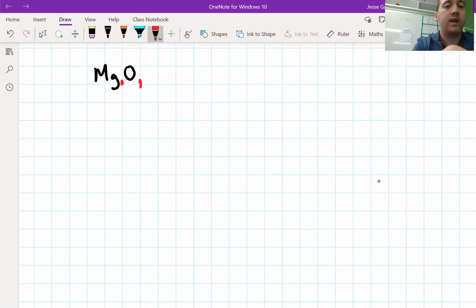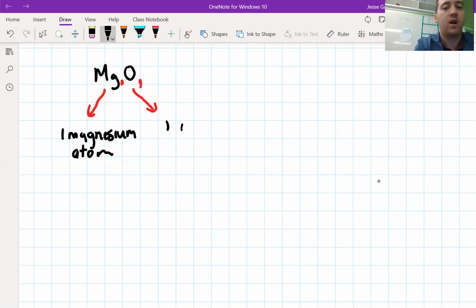So the next thing to do is to try and figure out what's in here. What type of atoms and how many of each type are there? This means that there is 1 magnesium atom bonded with 1 oxygen atom.